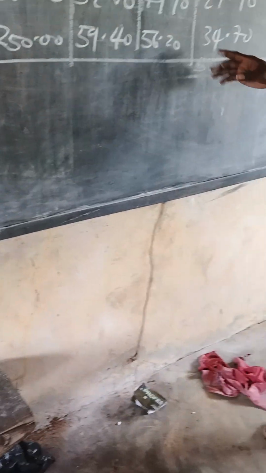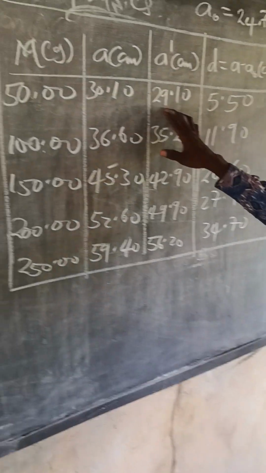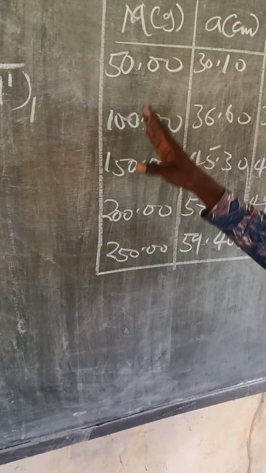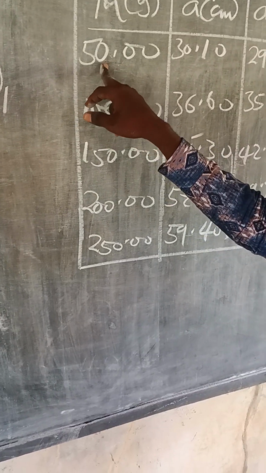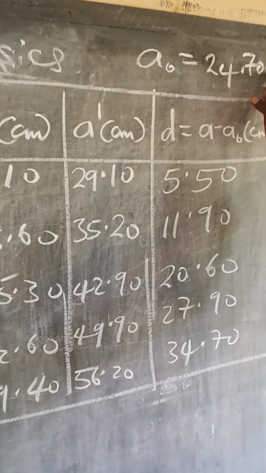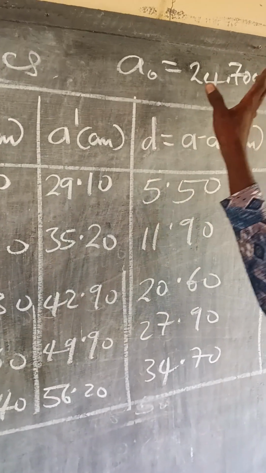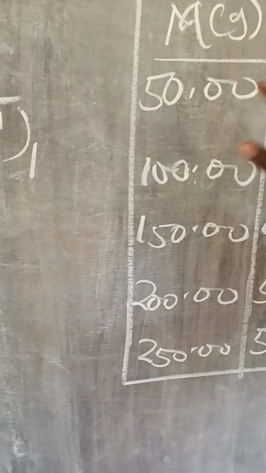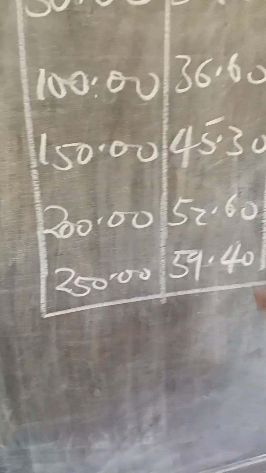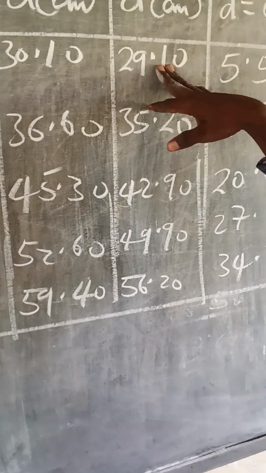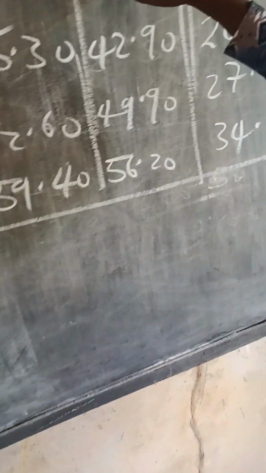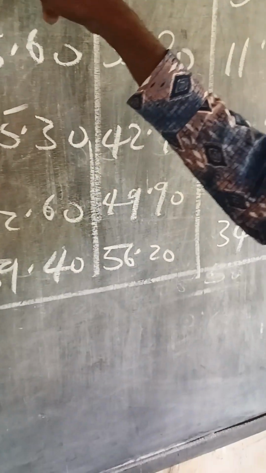So now this is the table of values, and we have the masses. When we put a mass of 50 grams, this is the length when it is without any mass, the original length without any mass. Then when we put a mass of 50, the length becomes 30 point this. Mass of 100, we have this, and so on. Then when we put this mass in water, we notice that the length has decreased.